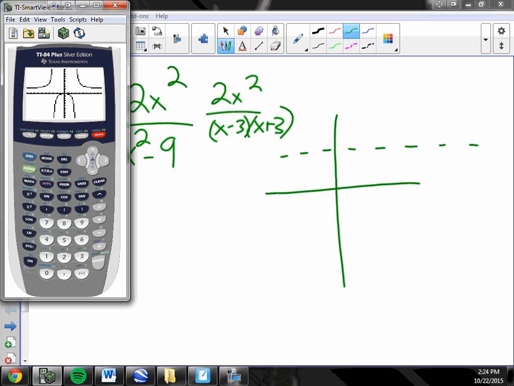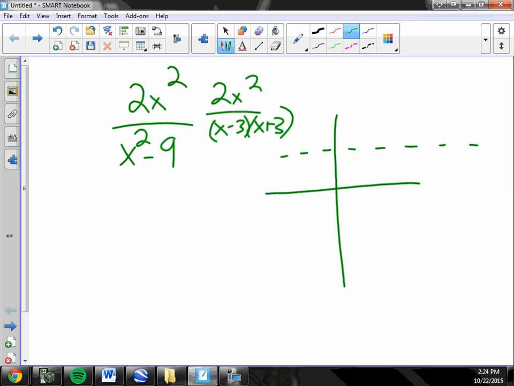You see the vertical asymptotes, the VAs, at plus and minus 3. Everybody get that? Where is the horizontal asymptote? It's at 2. So essentially what's happening is, as x gets really big, if I start plugging in 1 million, for instance, does this 9 affect the problem much? 1 million squared minus 9. Should we even worry about the 9? Not really. What about 2 times 1 million squared?